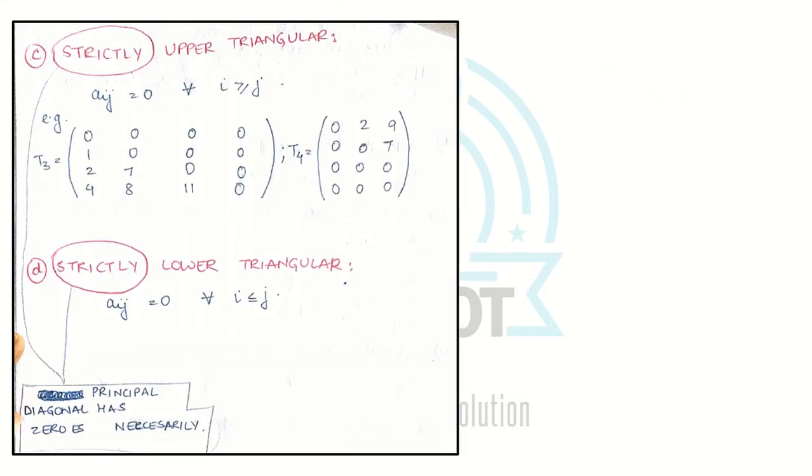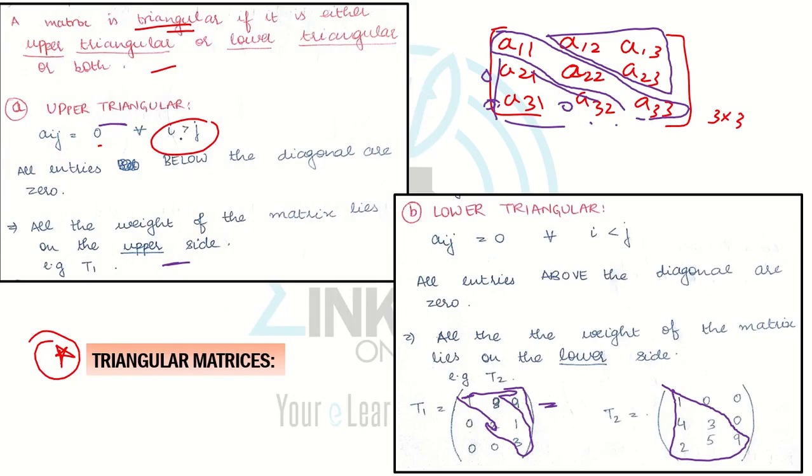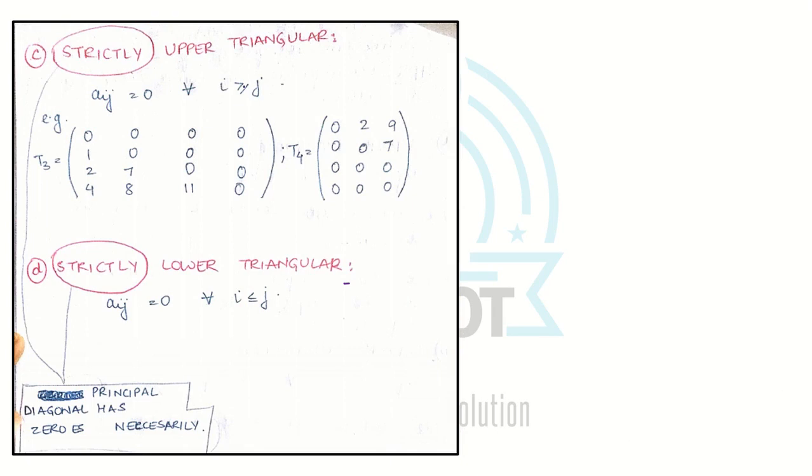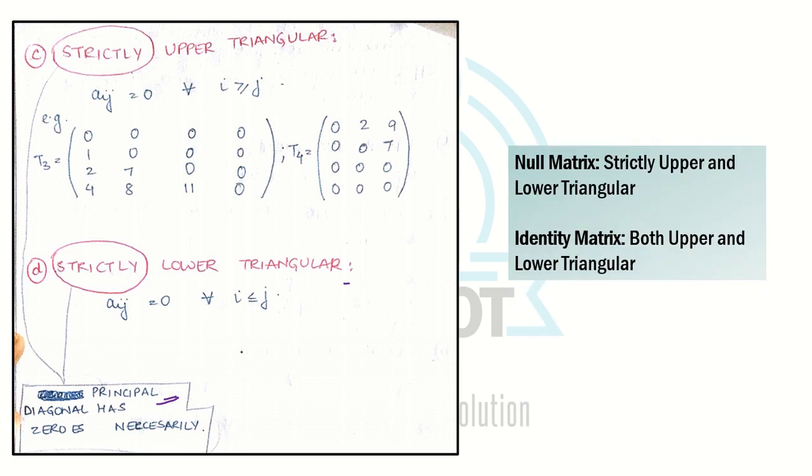Now, as I had said, for strictly upper triangular and strictly lower triangular, the only thing that changes is the inequality. Here the inequality doesn't have an equality sign, but here it does. So instead of just saying i greater than j, you say greater than or equal to, and i less than or equal to. So what essentially happens is that the principal diagonal necessarily has zeros for both strictly upper triangular and strictly lower triangular matrices.